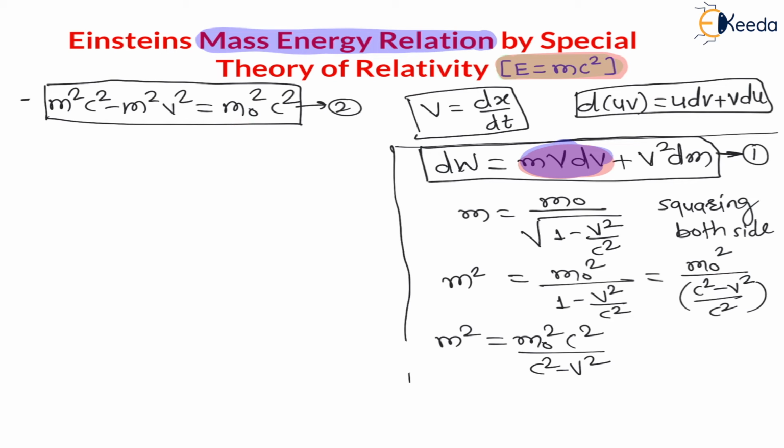So my dear students, let us differentiate equation 2. And we know that here mass is variable, velocity of light is always constant. C is constant, M is variable, V is variable, M naught, the rest mass, is also constant. C is velocity of light, constant. Only variables are M and V.